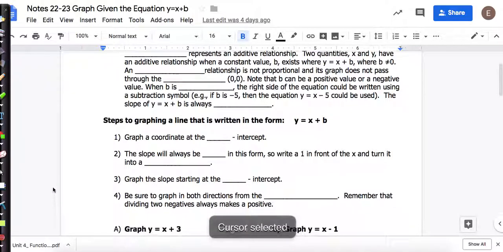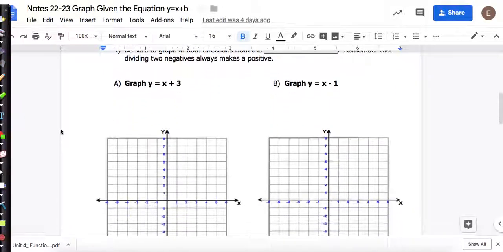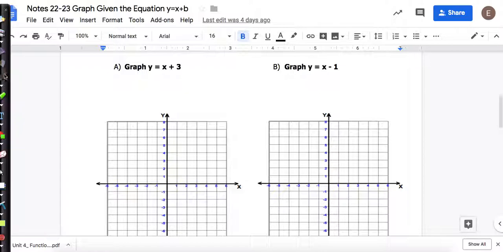It says graph y equals x plus 3. So it's in the form y equals x plus b, so we're going to graph the y-intercept. So look at it, and the y-intercept is right here, so let's circle that, and let's label it the y-intercept so that when we look back at these, we know what that is. Now we're going to start, it says plus 3, so we're going to start at positive 3 right here, and we're going to put a dot right on the y-axis at positive 3.